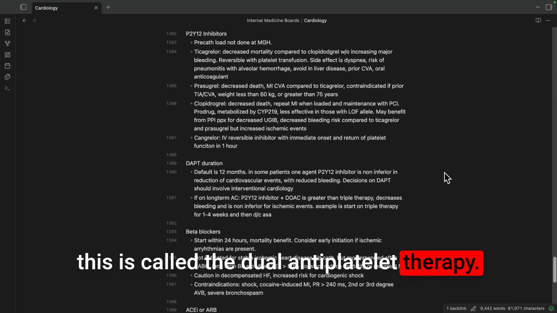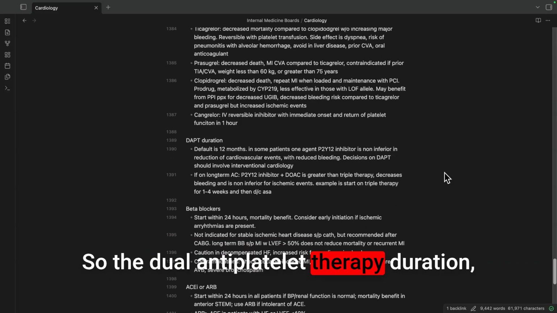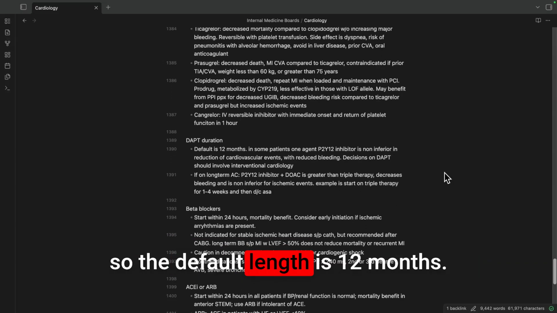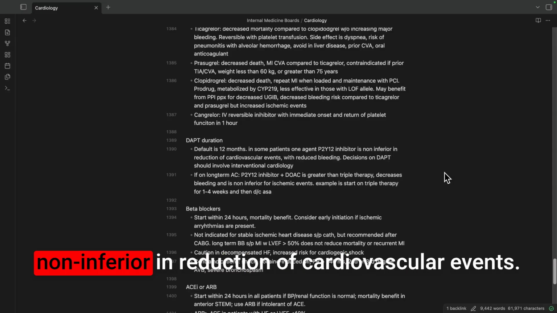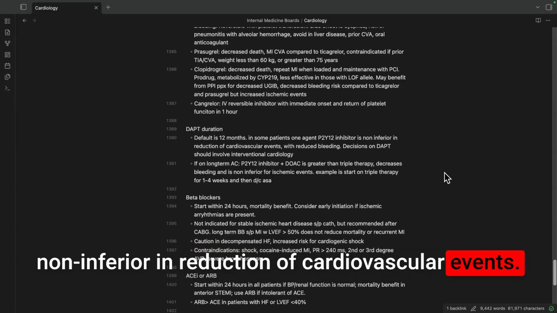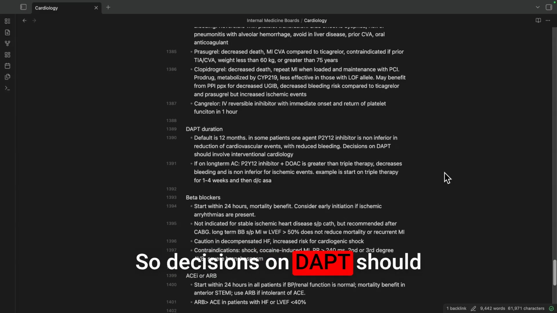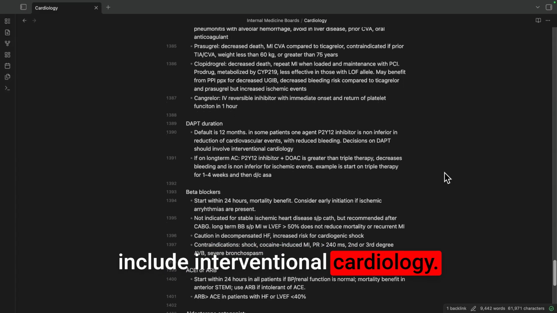And when you add the P2Y12 inhibitor, such as clopidogrel, along with the aspirin, this is called dual antiplatelet therapy. For the dual antiplatelet therapy duration, the default length is 12 months. In some patients, one agent, a P2Y12 inhibitor, is non-inferior in reduction of cardiovascular events. So decisions on DAPT should include interventional cardiology.